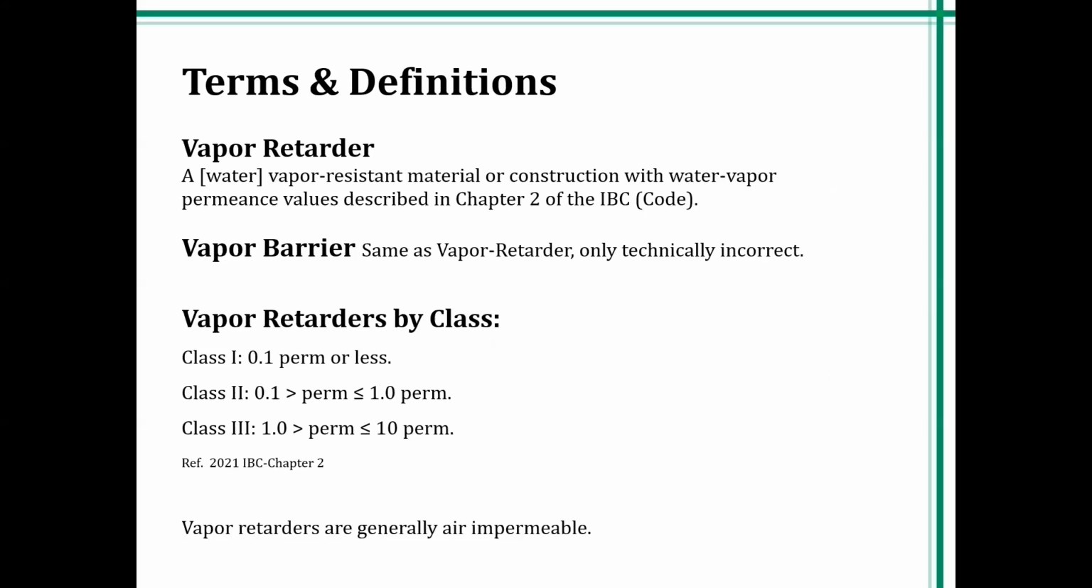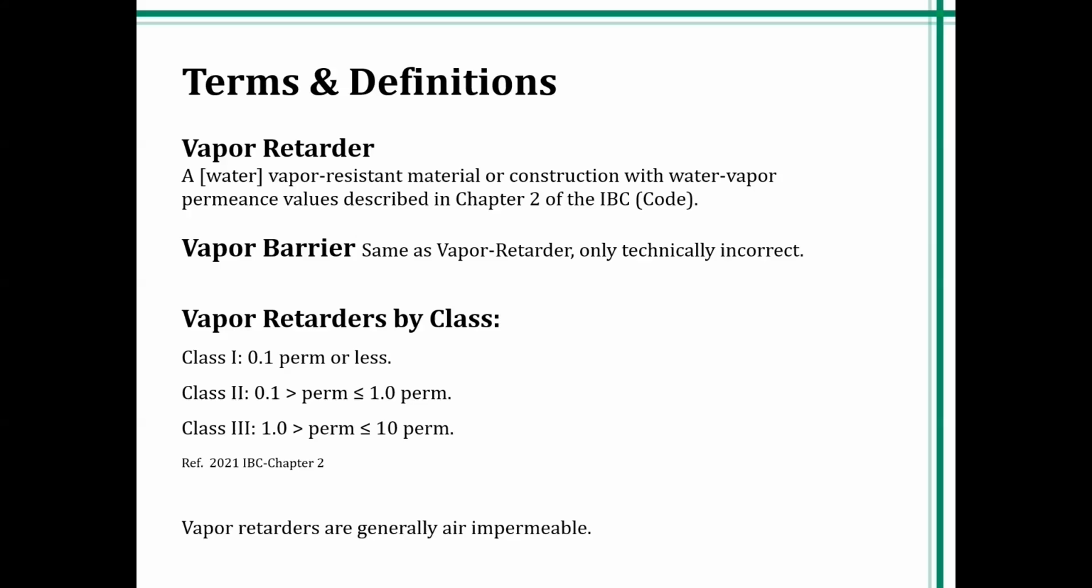Vapor retarder is a water-resistant material or construction with water vapor permeance values described in Chapter 2 of the Code. The term vapor barrier, and I wish I could put a red circle with a slash through it, is really an antiquated term and should be scrubbed from all construction documents. It's technically incorrect. The code defines vapor-resistant materials as vapor retarders. There's no material that is a true barrier. Given two things, pressure and time, all we can expect any of these materials to do is restrict a certain amount of water vapor. Again, I was holding up a 15 mil below grade vapor barrier. The term vapor barrier is inaccurate.